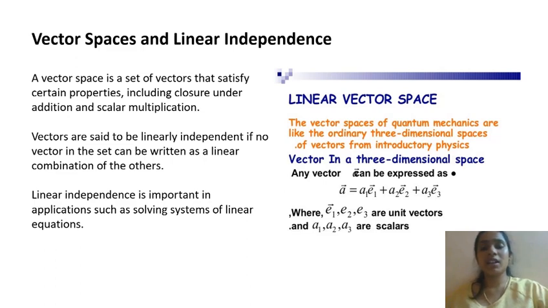Linear vector space. The vector spaces of quantum mechanics are like the ordinary three-dimensional spaces of vectors from introductory physics. Vectors in a three-dimensional space. Any vector can be expressed as a sum of components along x1, x2, and x3 with coefficients a1, a2, and a3.